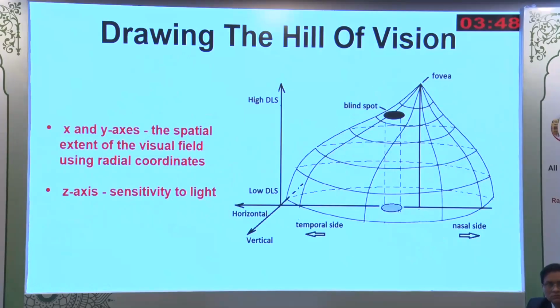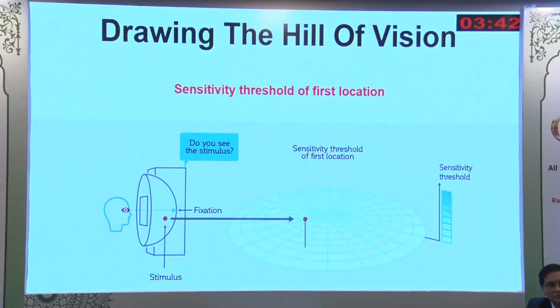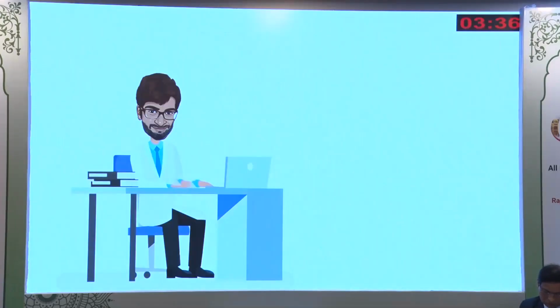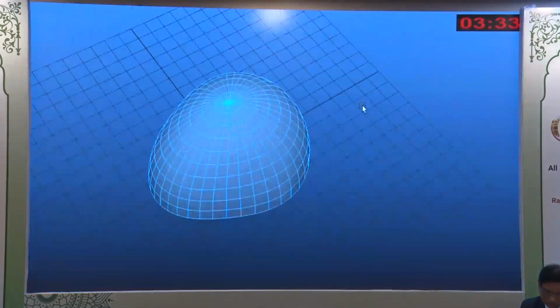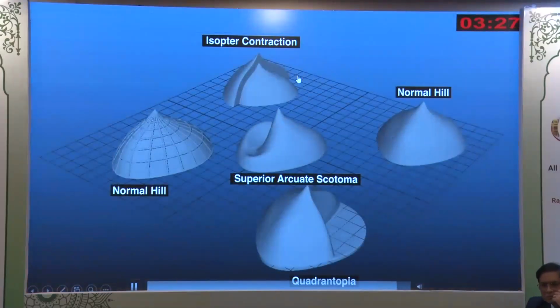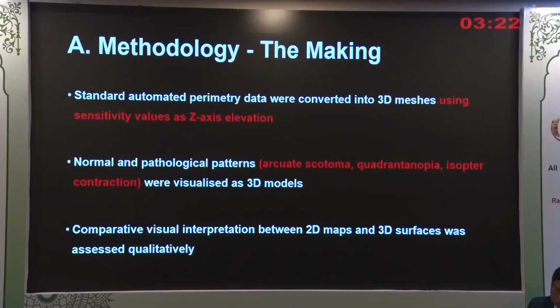So the XY axis was extrapolated to the Z axis, and here you can see one of the first printed 3D models of the visual field, with different sensitivity thresholds. Each threshold was taken into consideration with 3D printing technology to get a much better pedagogical cognitive concept orientation. The superior arcuate scotoma, the normal hill, and certain other two-dimensional visual data were evaluated, especially the quadrantanopia and the isopter contraction. These are concepts which people don't understand, especially the residents, as to how the hill actually reduces in height.